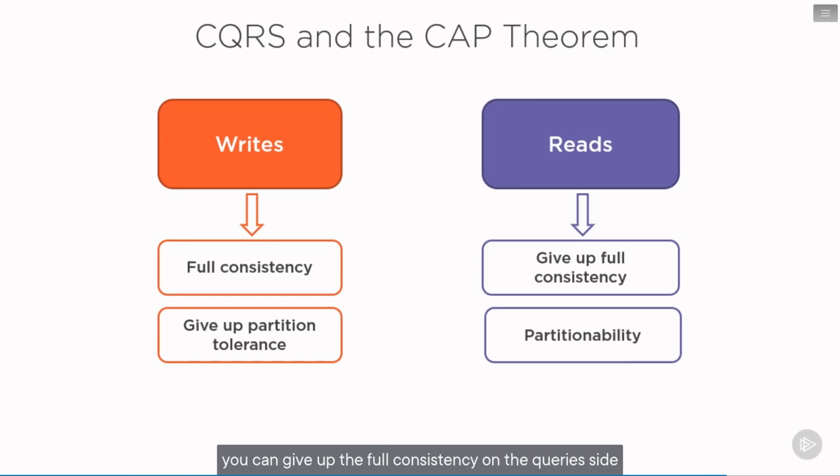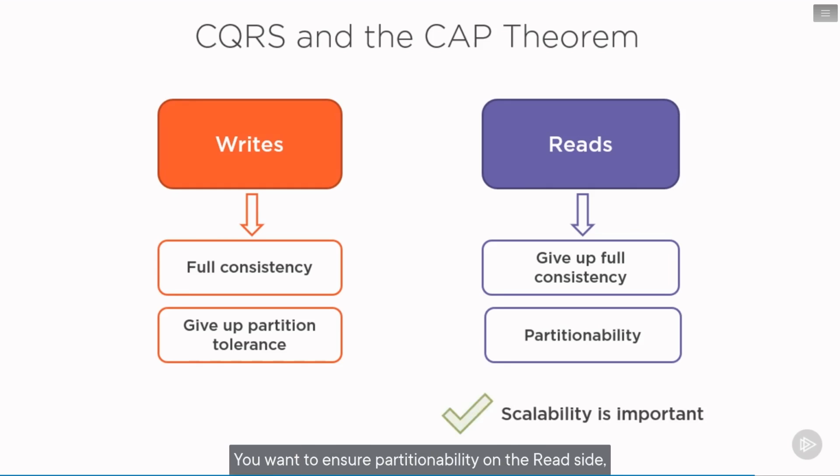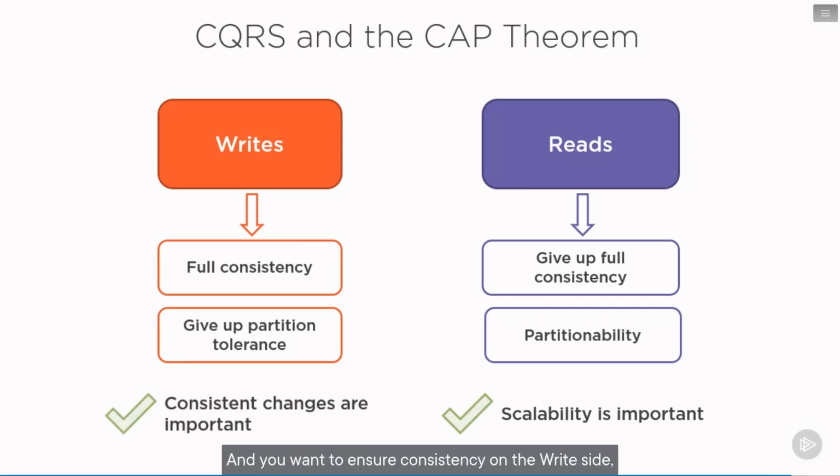At the same time, you can give up the full consistency on the queries side in order to obtain partitionability. You want to ensure partitionability on the read side because you want to scale the reads up to several machines to enable scalability. And you want to ensure consistency on the write side to make sure all changes are consistent, at the expense of having only one machine that handles the commands.